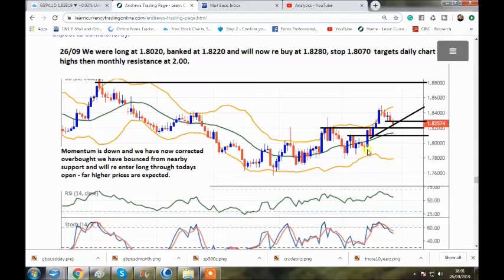Okay, we did get that move up there and then got stopped out. You see it there, 180.20, banked out 182.20, so 200 pips. I'm just rebuying slightly higher at 182.80, so just through those two candles there.